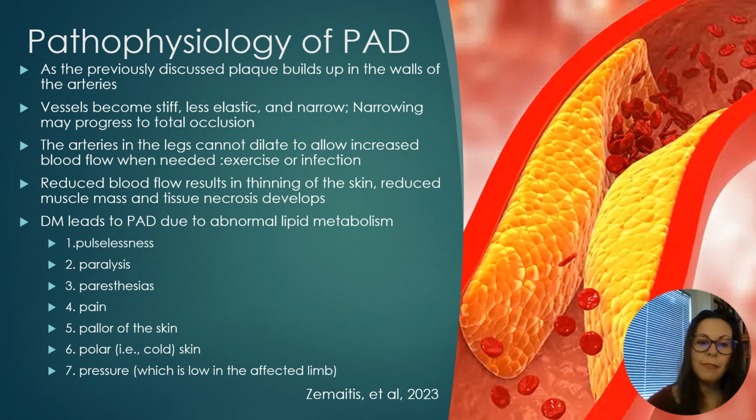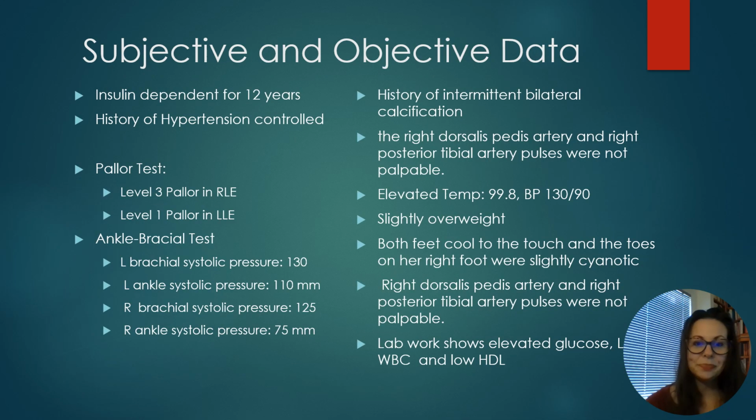The diagnosis for PAD is based on the Ps: pulselessness, paralysis, paresthesia, pain, pallor of the skin, and polar skin, which is cold skin. I think they just call it polar to make it another P. And then pressure, which is less in that limb than in the arms.